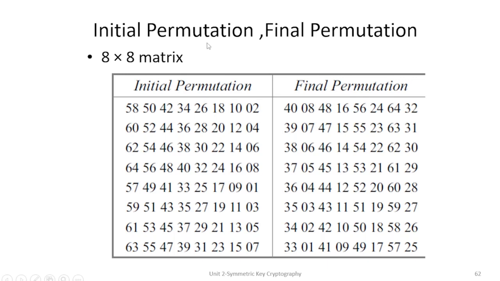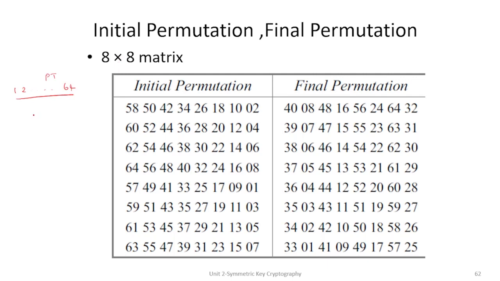So initial permutation. Totally 64 values are available. We should store those 64 values in an 8 cross 8 matrix, which contains 64 values. The plaintext contains continuous values from 1 to 64 bit. So you should store these values in an 8 cross 8 matrix.